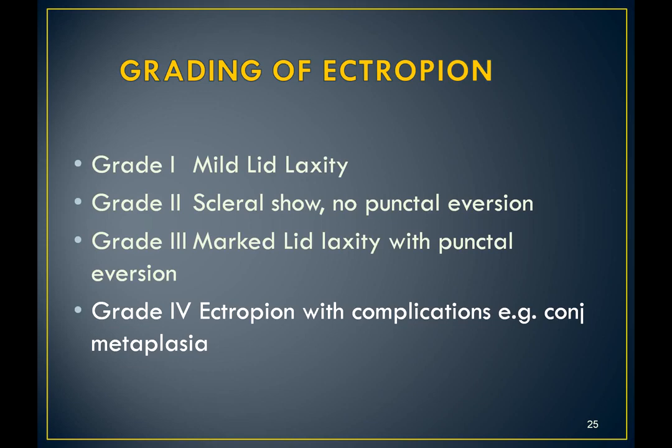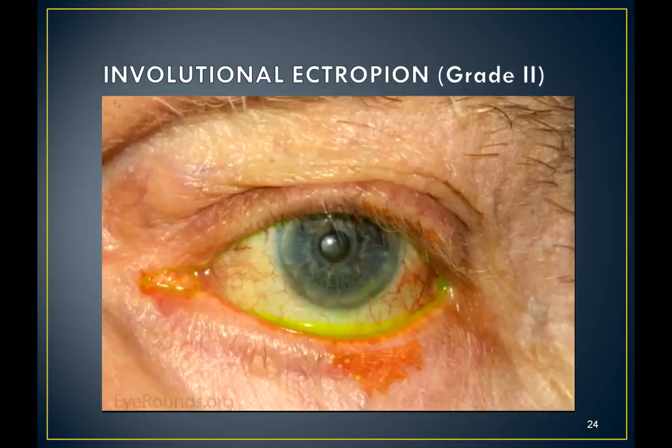See in this picture, again in this picture, slide number 24, there is show of the sclera. You can see the sclera is visible behind the lower eyelid. This is a grade 2 level of involutional or senile ectropion.